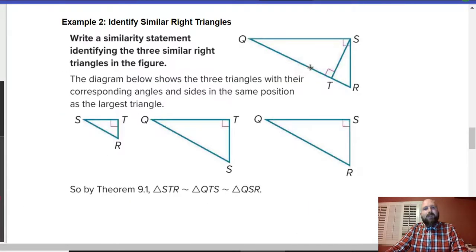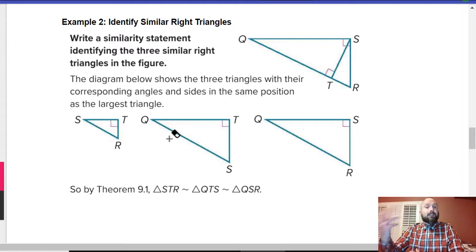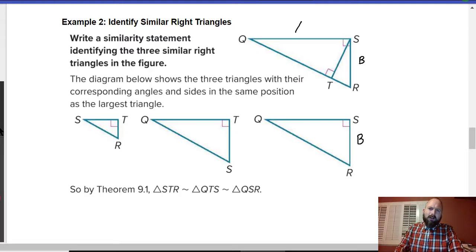So example 2. Alright guys, so we're talking about identifying similar right triangles. If we were to break up this large triangle right here, we can break it up into 3 triangles. We have this big one right here, where we have the right angle S. And we have this short one right there. We could say this is going to be the short leg. We can call this B right there. We have this long leg right there, so we can call that A.